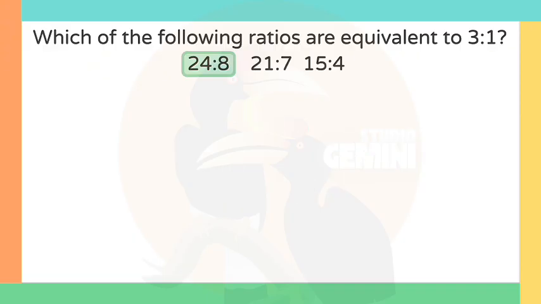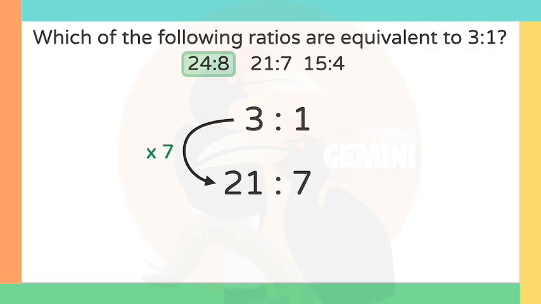Let's try the next one. We're comparing 3 to 1 and 21 to 7. 3 times 7 equals 21, and 1 times 7 equals 7. We multiplied both parts of the ratio 3 to 1 by 7 to get the ratio 21 to 7. These ratios are equivalent too.